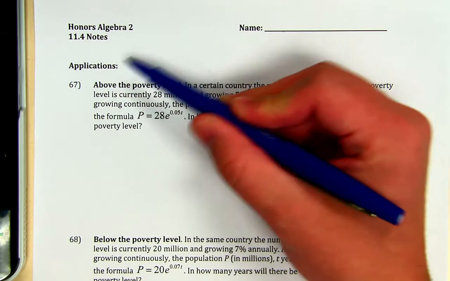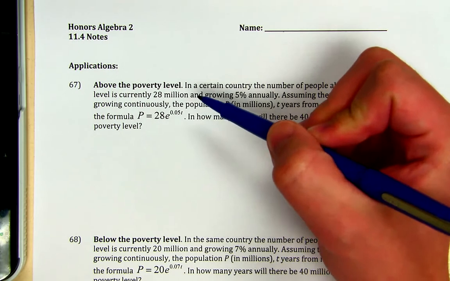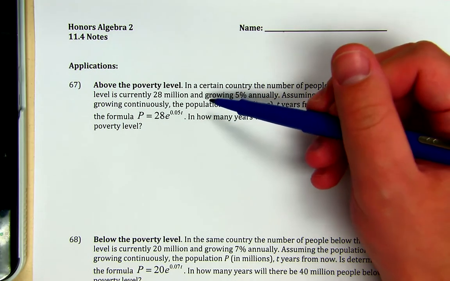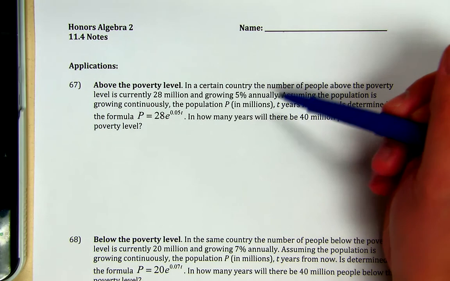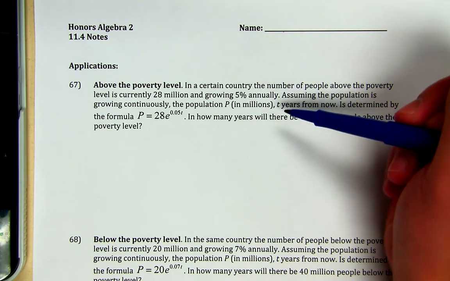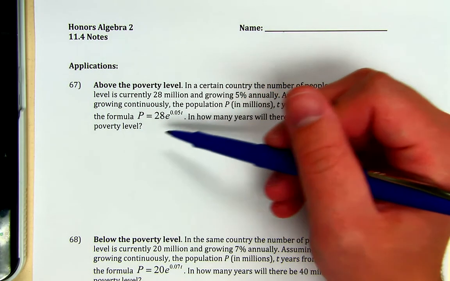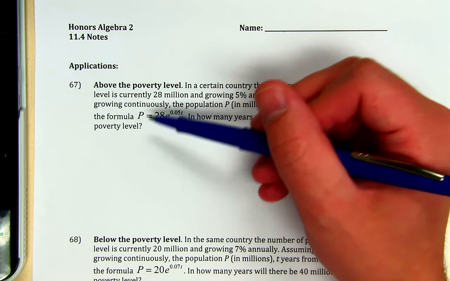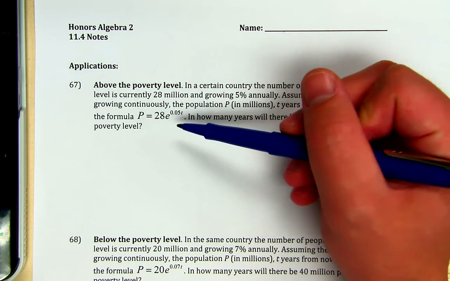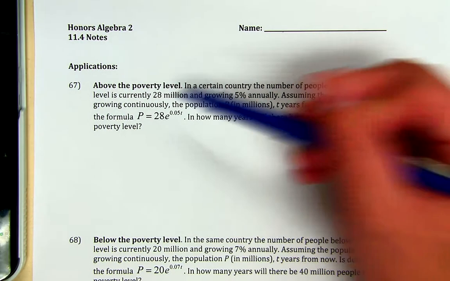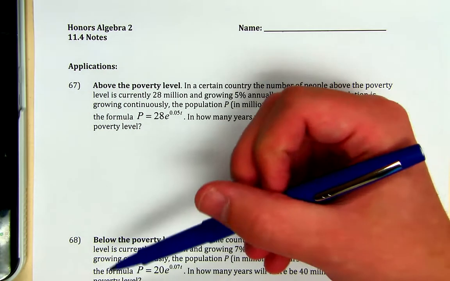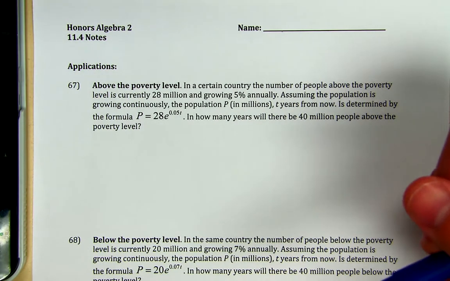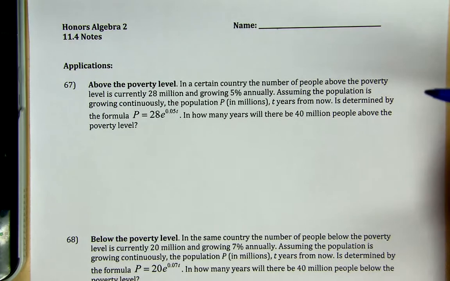This problem says, hey, we're looking at above the poverty level. So we say in a country there's 28 million people currently above the poverty level, and it's growing 5% annually. They actually give us an equation for this. Now it looks like PERT, and it is, except they said, hey, instead of A, we're going to use population equals. So don't be fooled by having the P out front there. Then we're going to look at below the poverty level, and then we're going to talk about how we could solve a problem when they're equal to each other.